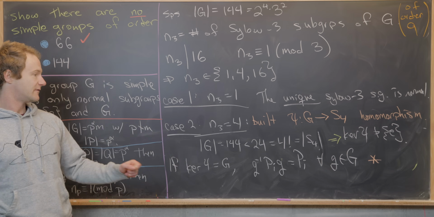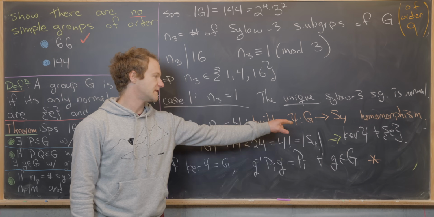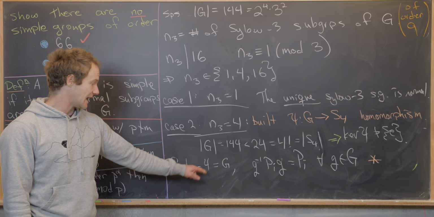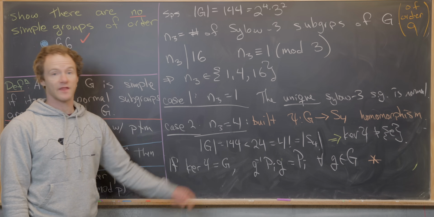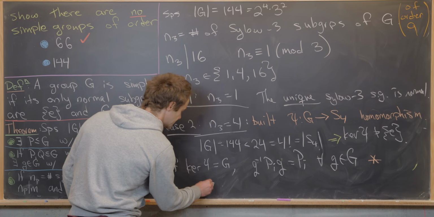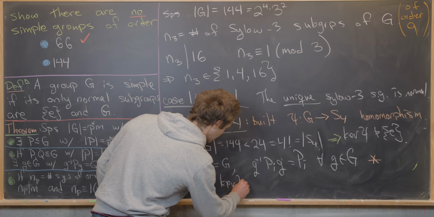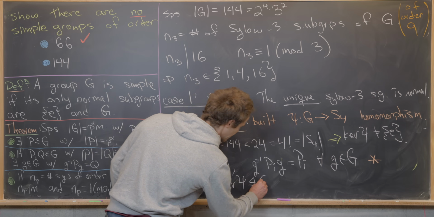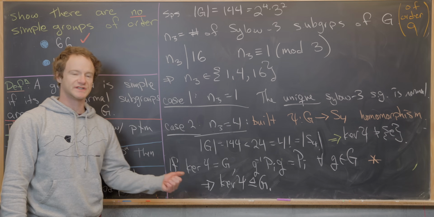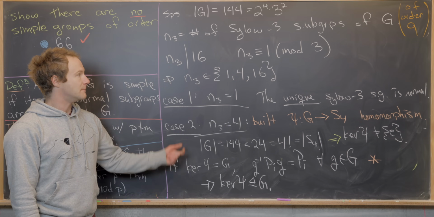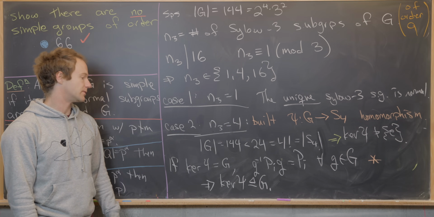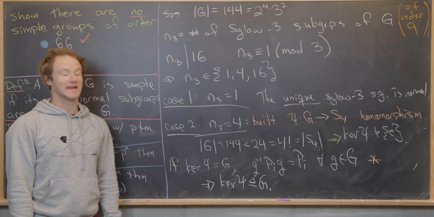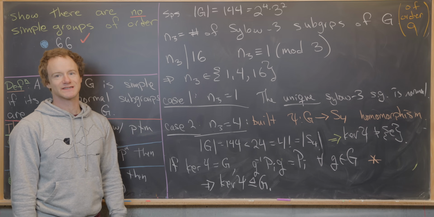So what we have is a homomorphism whose kernel is not just the identity element, and the kernel is not the whole group. So we have a kernel to this homomorphism, which gives us a normal subgroup of G, which is non-trivial, making this group not simple. Okay, so now let's maybe get rid of this and we'll look at the last case, which is when N3 is equal to 16.